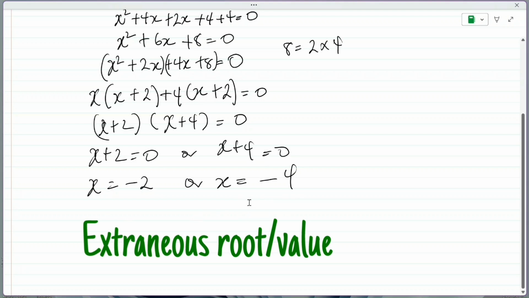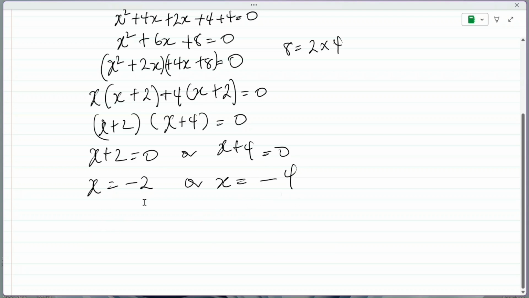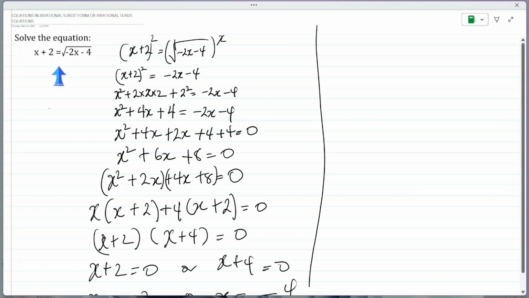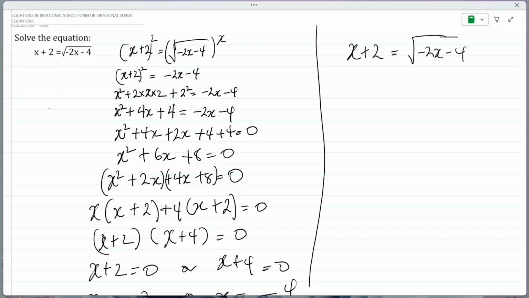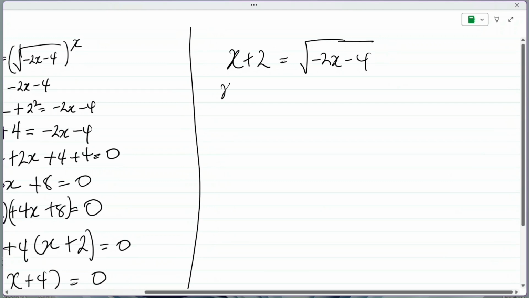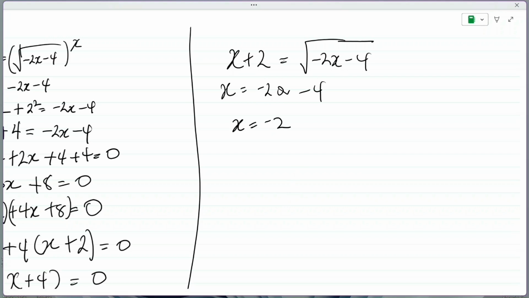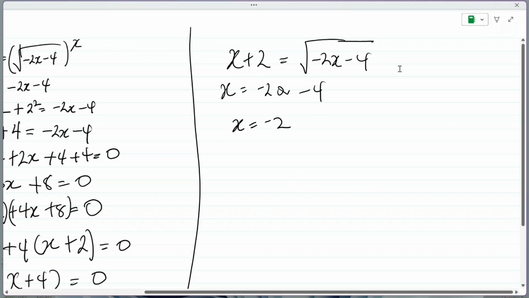So we have to do a test to see if the two values for x, which are minus 2 and minus 4, will balance on both sides, that's on the right hand side and on the left hand side. Let's write out the initial equation, which is x plus 2 equals square root of minus 2x minus 4. We know our two values for x are minus 2 and minus 4. Let's start with minus 2 first. X is minus 2. We'll insert it into the initial equation.